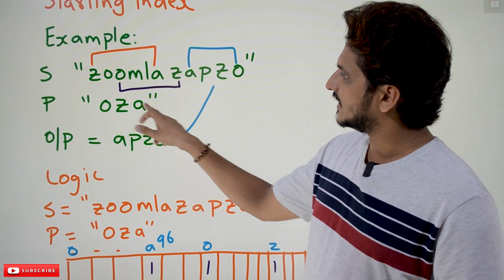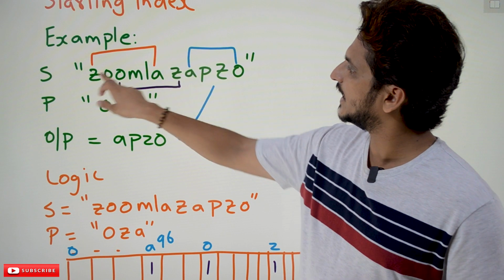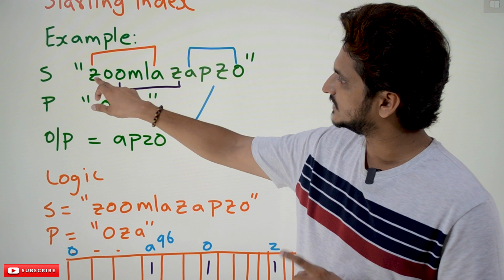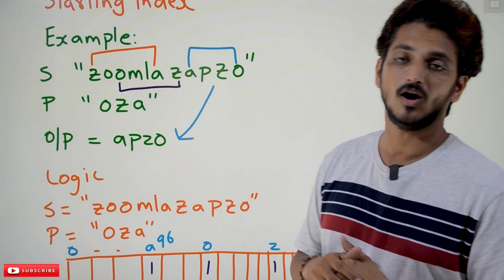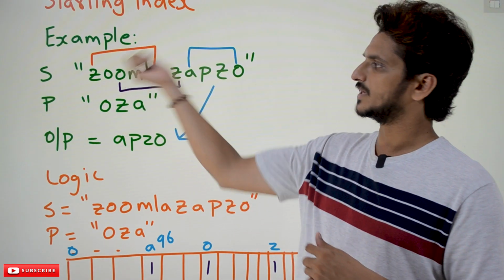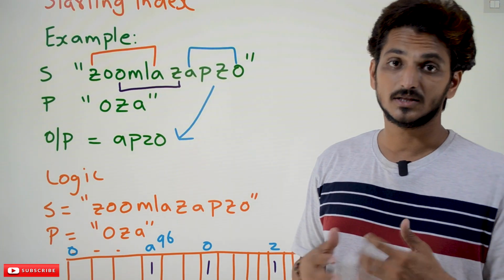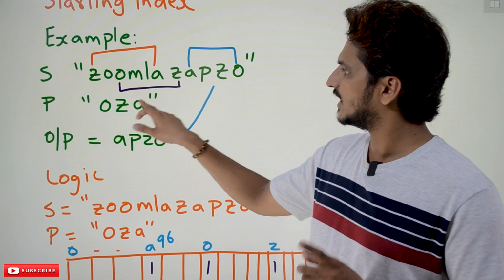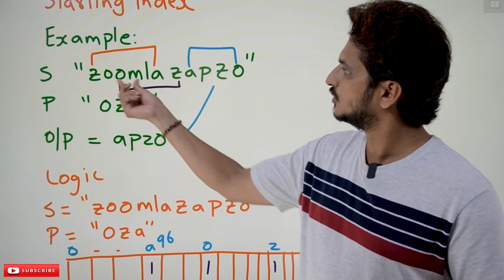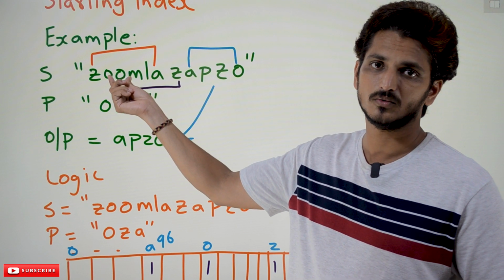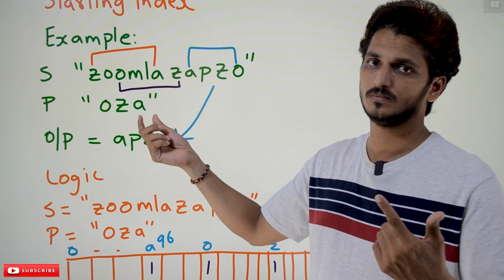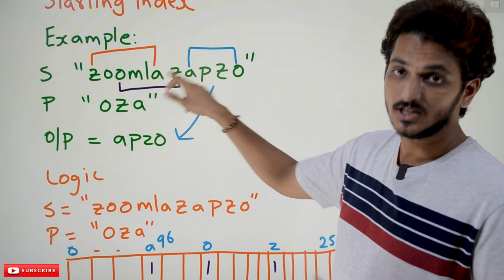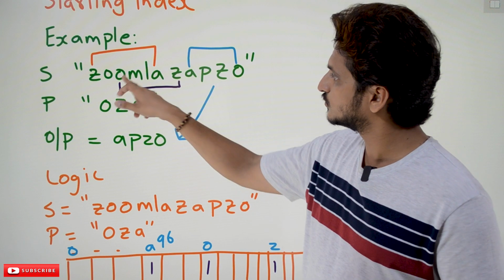See, OZA is one window. ZOOMLA, up to here, is one window. In this window we have Z, we have O, we have A. All the characters present in P are present in this window. But you have to understand one more thing. If P is OZOA, two O's are there, so you have to maintain two O's in the window. You have to maintain the duplicates also. And take the next window, OMLAZ. In this window also you got the values O, A, Z.